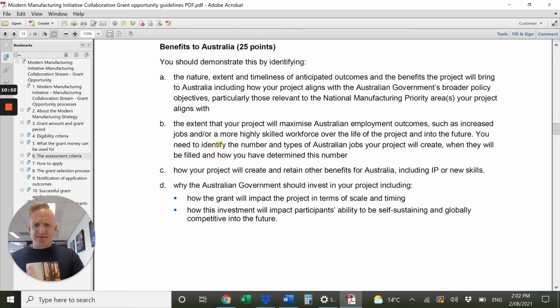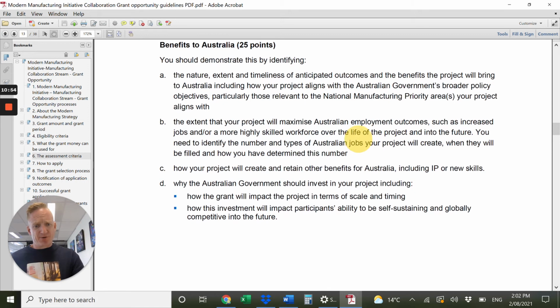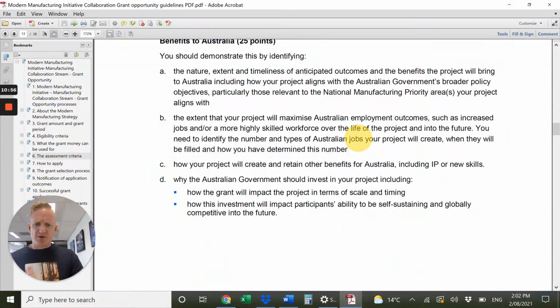So identify the number and types of Australian jobs, and that's what I mentioned earlier. So that's what I do every time. So go through and detail the timeline from when the project is complete, and you might do a 3-year plan of how many jobs will come on and when. Detail what those roles are going to be. You might detail which organisations they're going to be sitting in, because this is a collaboration approach.